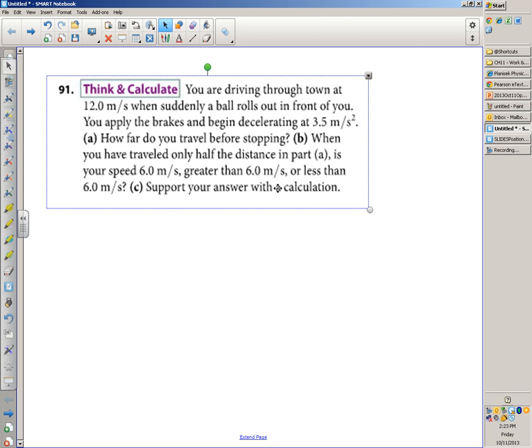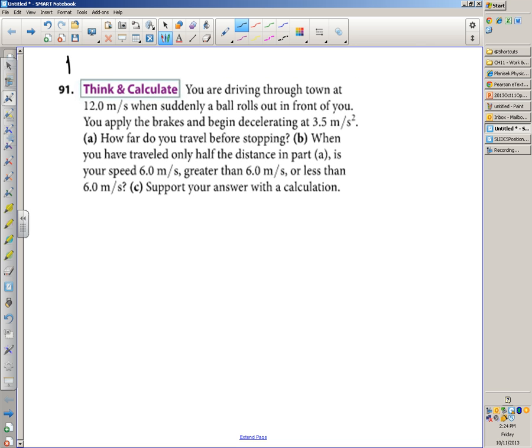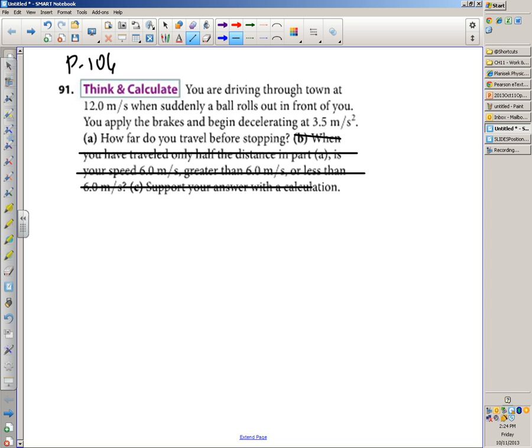All right, so on page 106, number 91 says, you are driving through town at 12 meters per second when suddenly a ball rolls out in front of you. You apply the brakes and begin decelerating at 3.5 meters per second squared. Part A says, how far do you travel before stopping? And we are just going to end that problem there. We're going to get rid of part B and then part C as well. Not that they're not good parts, but we were going to get to other things.